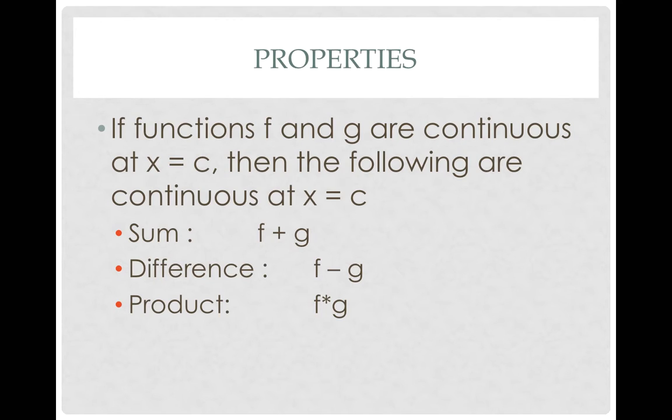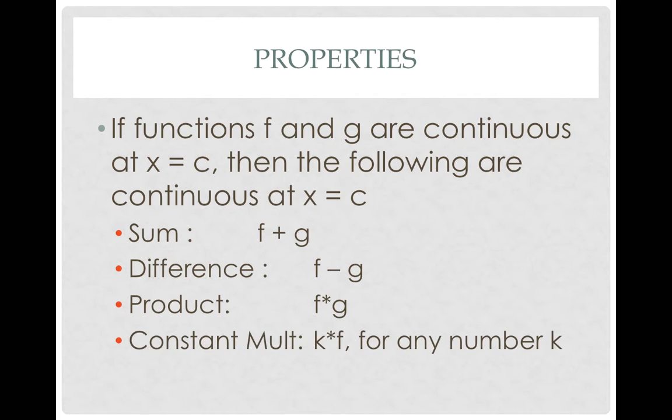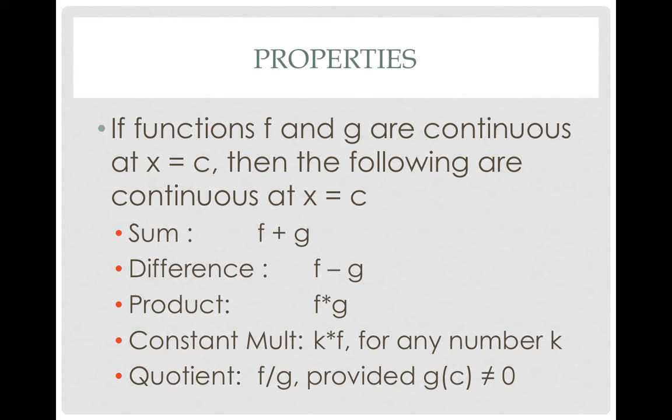The product is continuous, and a constant multiple, so multiplying by k for any real k, is also continuous. And the quotient is also continuous as long as g of c does not equal 0. And that should be obvious for us. We're going to use these here in a moment, or at least one or two of them.